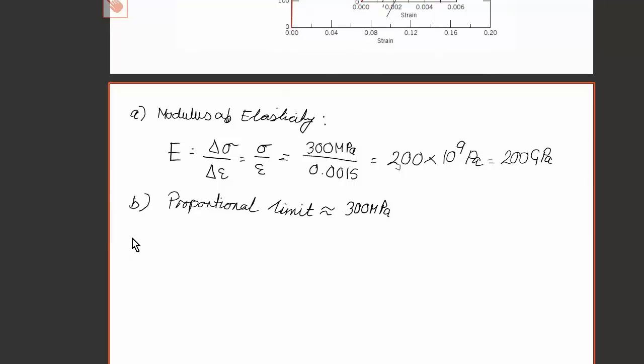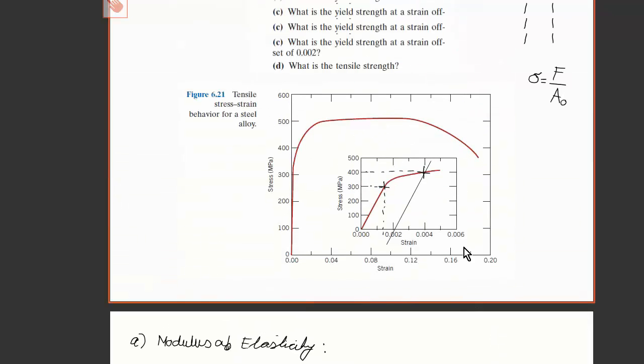So we can see that the 0.2% offset yield strength is equal to 400 megapascals. Corresponds to this point right there.